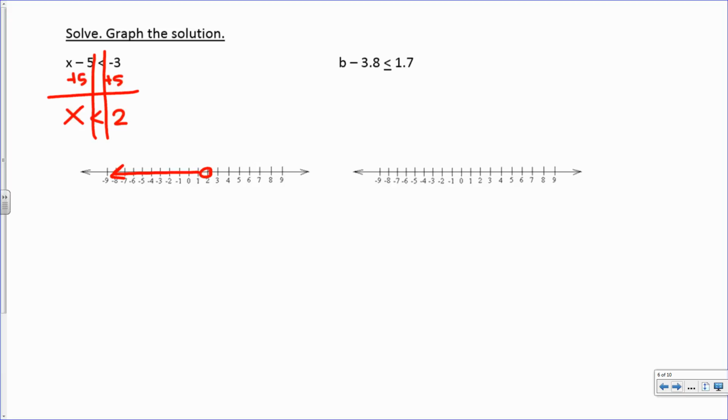On the next one, you should have drawn your teeter-totter, and I'm going to add 3.8 to both sides. Here it cancels, and I have b is less than or equal to 5.5. So I have less than or equal to, so I know it's going to be a closed circle. And 5.5 is right between 5 and 6. So I'm going to have a closed circle, and less than is going to have me shade everything to the left. So that's what you're going to be doing in this chapter.